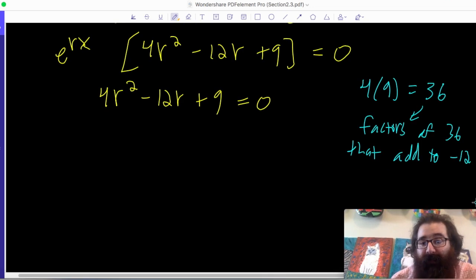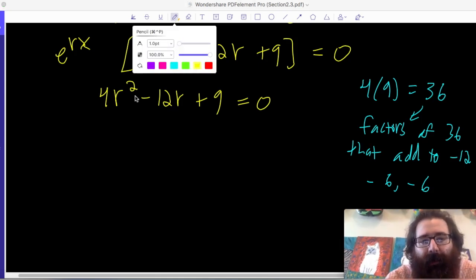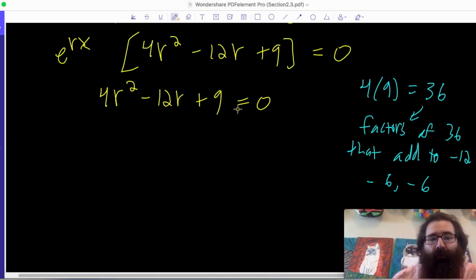And I think negative 6 and negative 6 are the ones that work, right? Negative 6 and negative 6. If I multiply them together, it gives me positive 36. If I add them together, it gives me negative 12. And what I want to do is use those two numbers to rewrite the middle term.